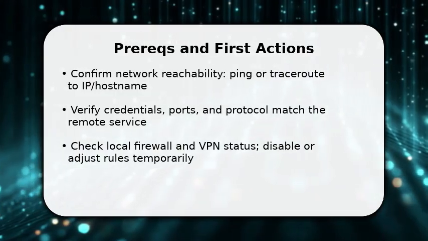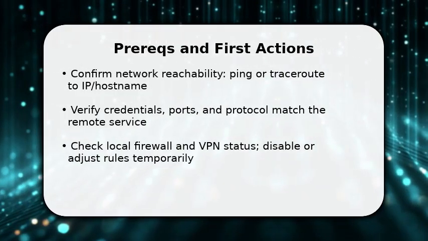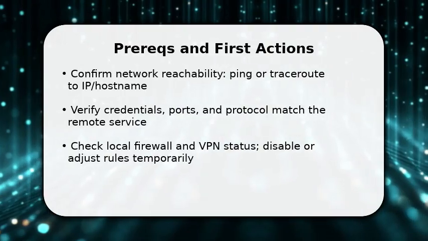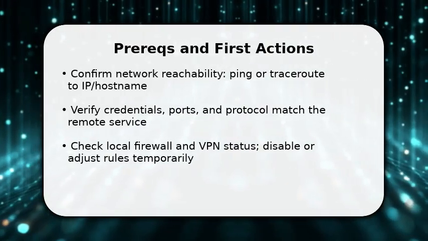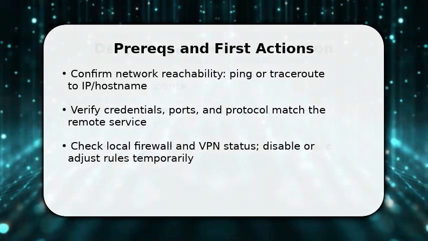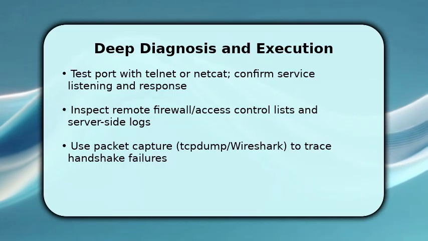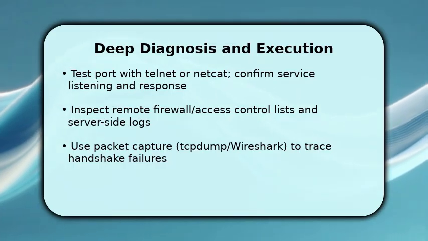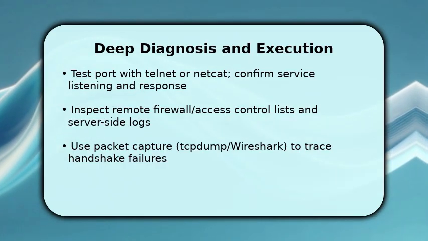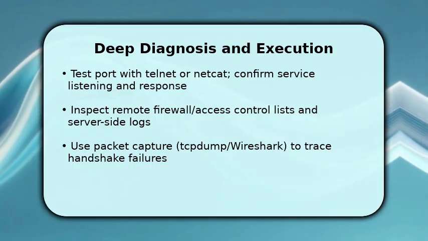Once done, temporarily disable local firewalls or disconnect VPNs that alter routing so you isolate whether the issue is local versus remote. Now you dig into the middle steps. Test the service port with Telnet or Netcat to see if a TCP handshake begins. No response means the service isn't listening or a filter blocks it.